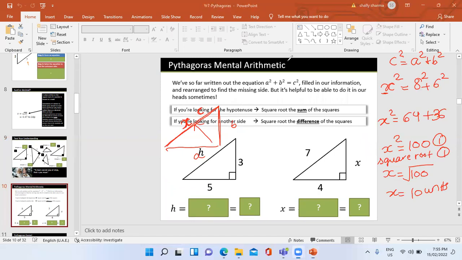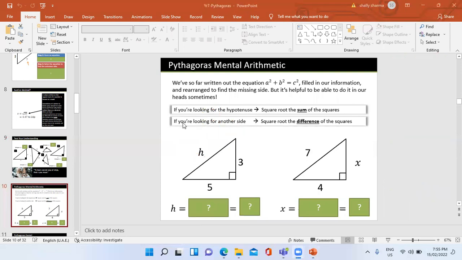Now what is given here? Let me explain. This is another way to look at the question. If you have to find the longest side, the hypotenuse, you have to take the square root of the sum of the squares of the two other sides. Either you can remember it like this.